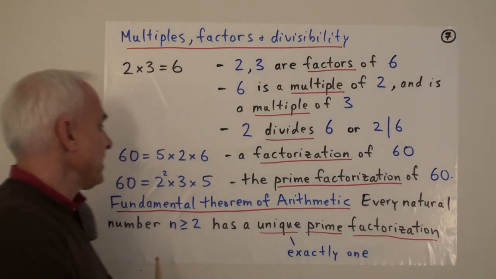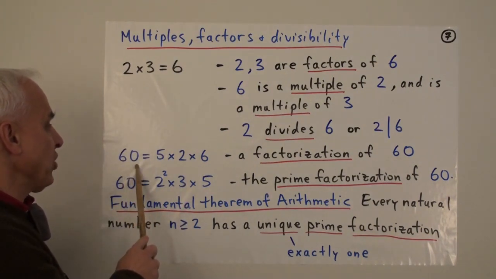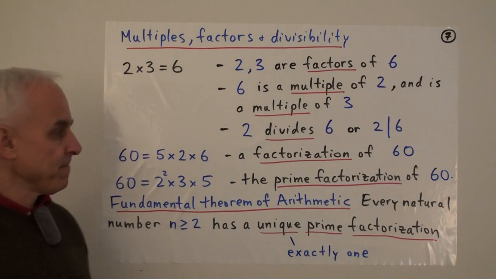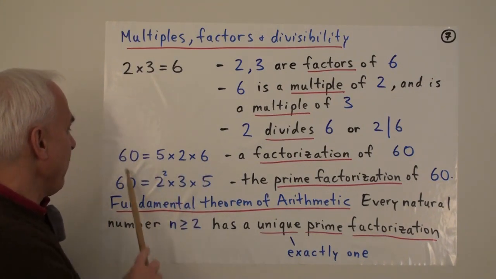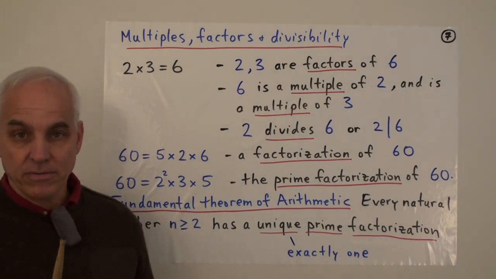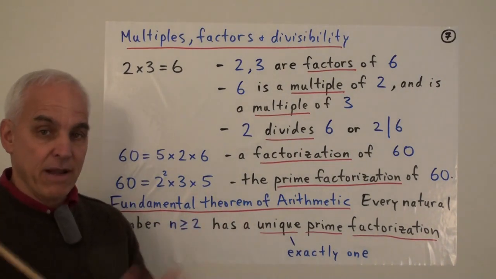Closely related to this is the idea of a factorization. So here is a factorization of the number 60. We're writing it as 5 times 2 times 6. We've factored this number in some fashion. We've written it as a product of other numbers.